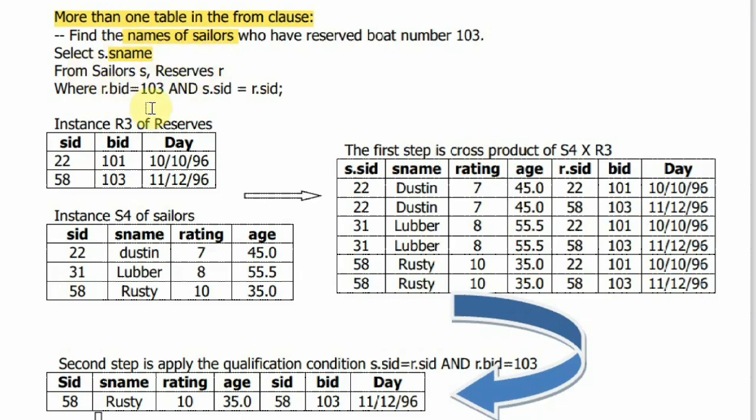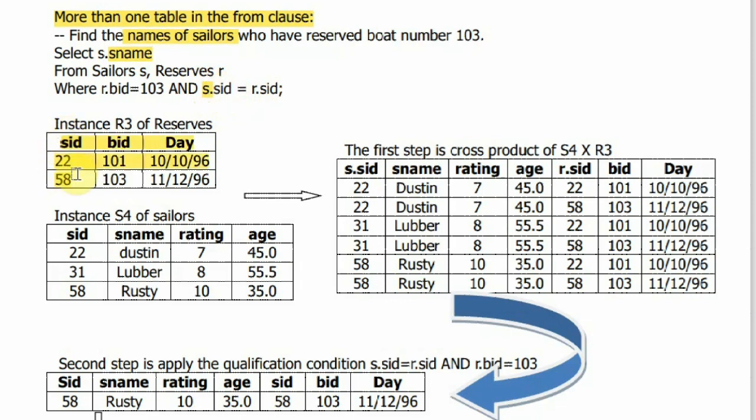And the condition, what is the qualification condition? Because I want to retrieve the name, I want to match the SIDs in both the tables. So I am saying S.SID is equal to R.SID. Now you can understand the importance of the range variable here. I cannot say SID is equal to SID, because there is an SID in the reserves table.